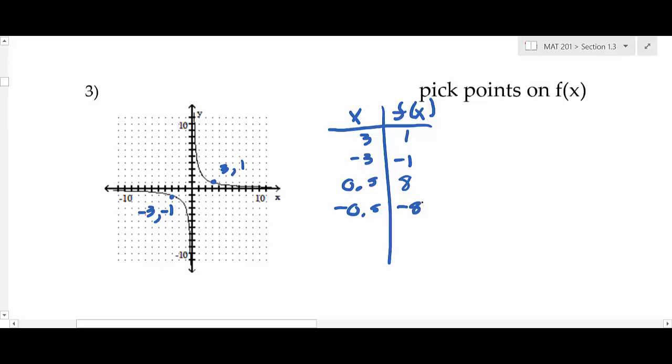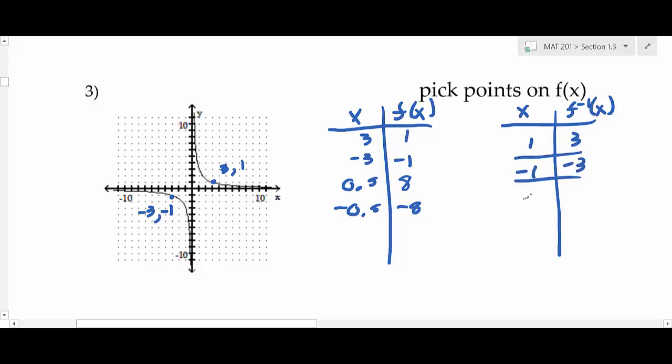Now, what I'm going to do on this one is, this one's kind of an interesting graph, because if you turn those backwards and you make a table of values for the inverse, again, you're just going to flip everything. So you would have 1, 3, negative 1, negative 3, 8, 0.5, and negative 8, negative 0.5.